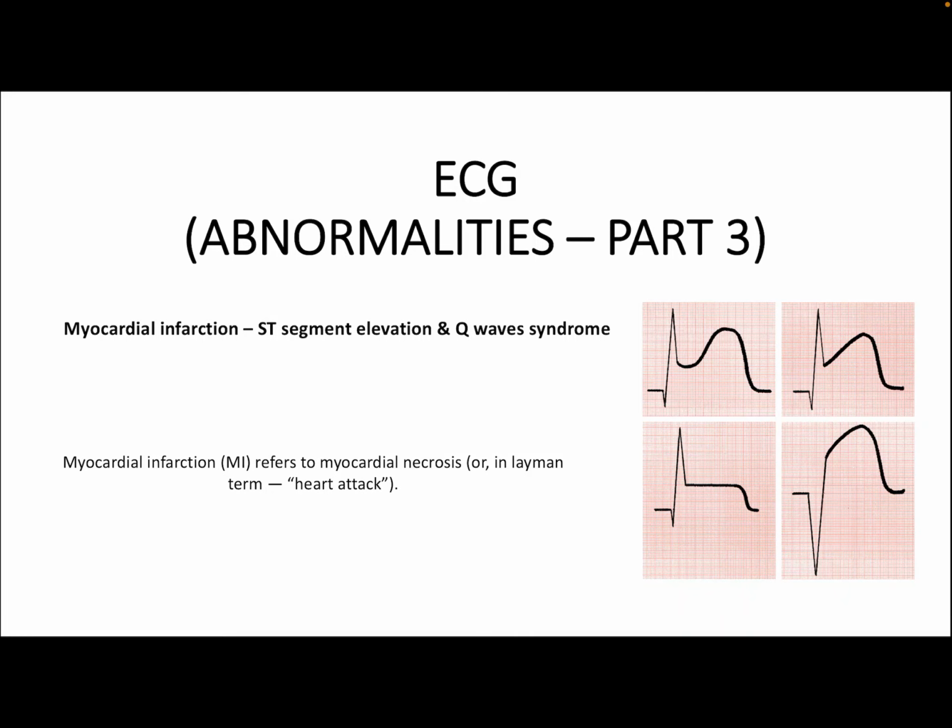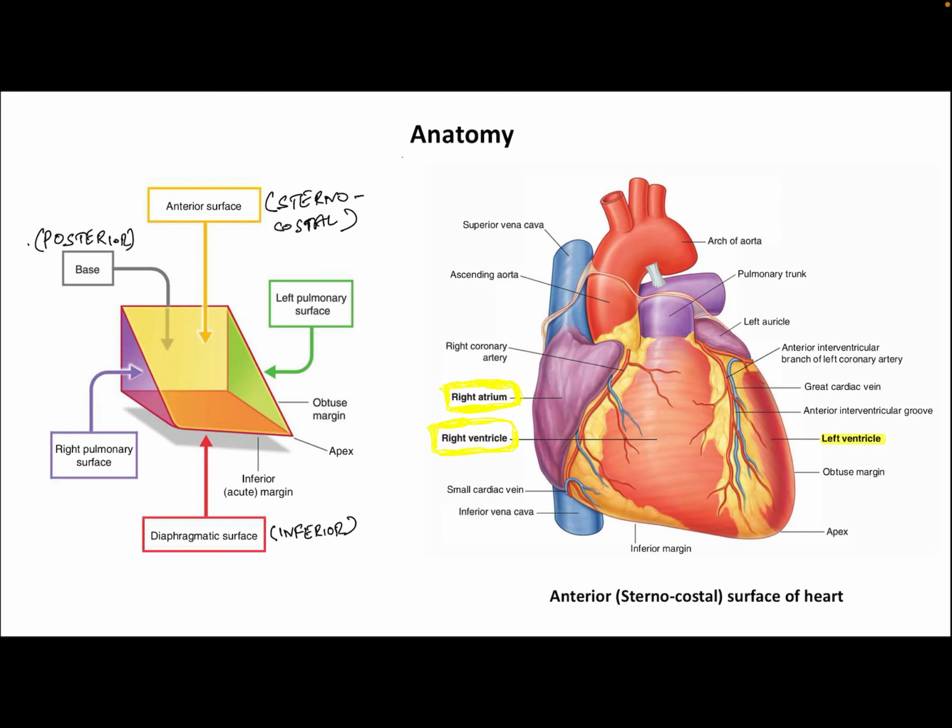Hello everyone. In today's segment of ECG abnormalities, we'll deal with ST segment elevation and Q wave syndrome associated myocardial infarction. What is myocardial infarction? Myocardial infarction refers to myocardial necrosis, or in layman's terms, heart attack. So we'll first deal with the anatomy, then we'll deal with blood supply, and then ECG changes.